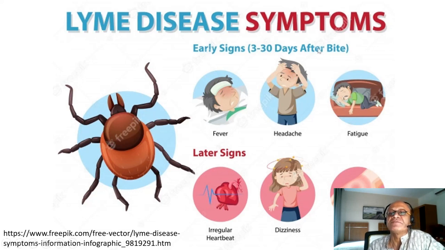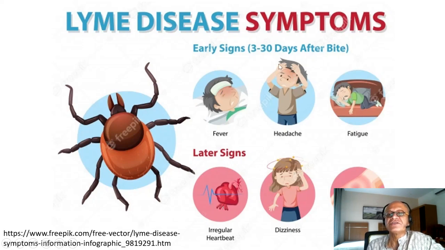Lyme disease symptoms include early signs in 3 to 30 days after the bite. So this also can go without any symptoms for a while. It's spread by a tick here. So you can have fever, headache, fatigue, bullseye where the bite happens, which is a clear indication that you got bit, and it's definitely something you should check if you have been hiking in the woods and come back, or even walking in a park and so on, and look for ticks and tick bites, and irregular heartbeat.